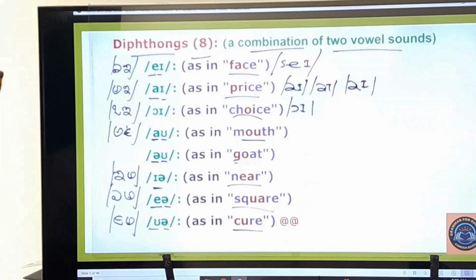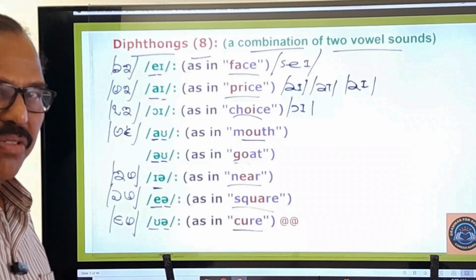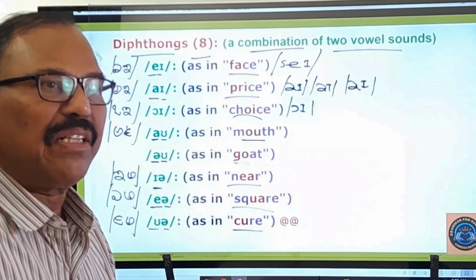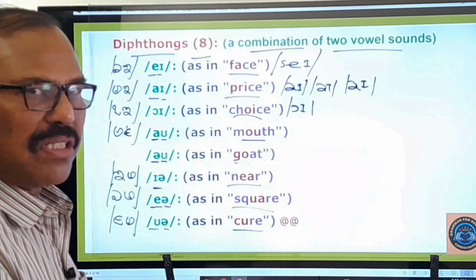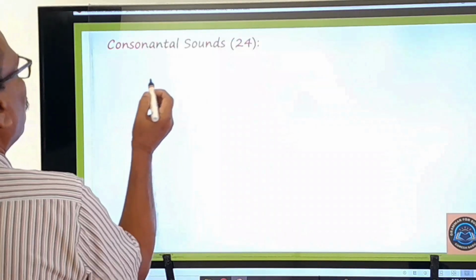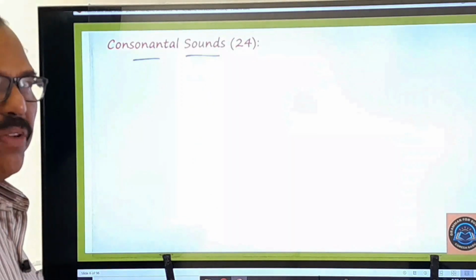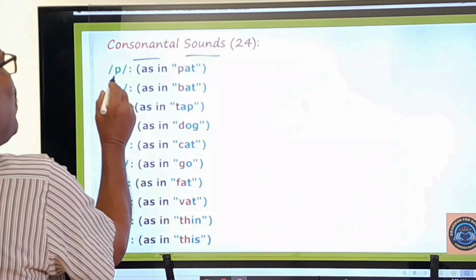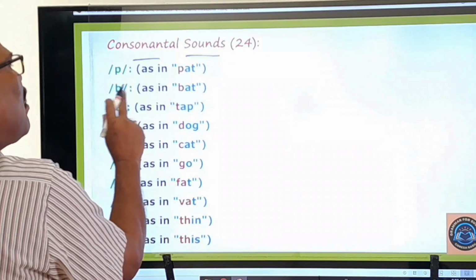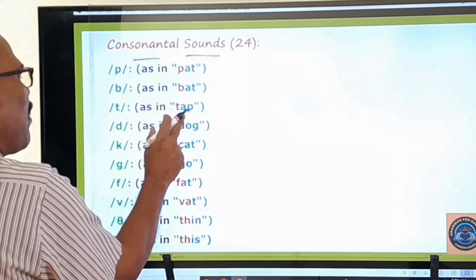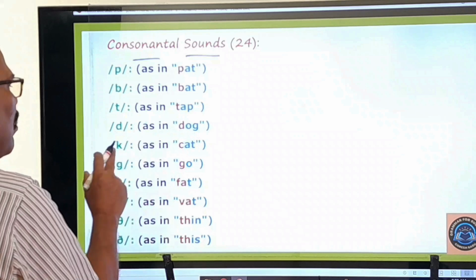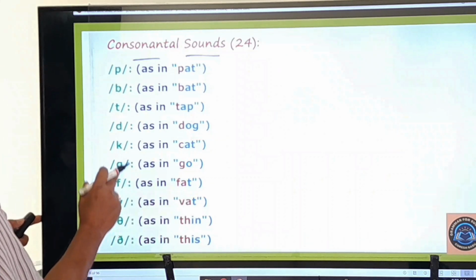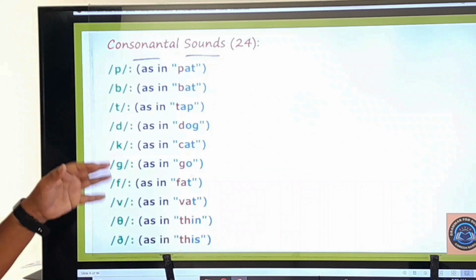Okay, and now let's move on to learn about the consonantal sounds. Afterwards, I'll teach you how these sounds are produced, what happens when they are being produced. All these things I'm going to teach you, right? Consonantal sounds are there. There are 24 in number. See, P as in pat, B as in bat, T as in tap, D as in dog, K as in cat, G as in go, F as in fat. We shall not say the F sound like that, but you say it as Fa, okay?